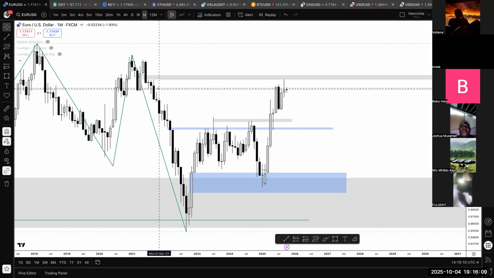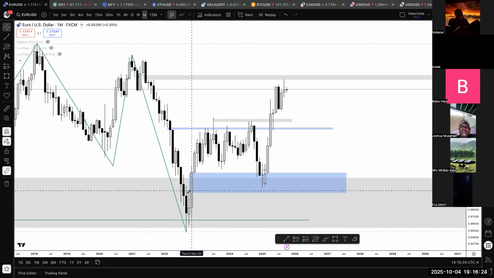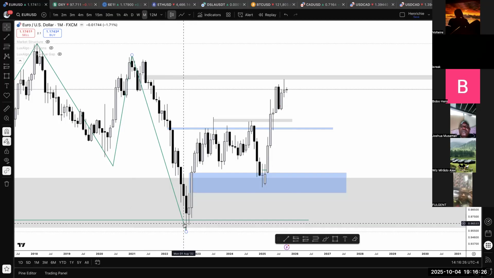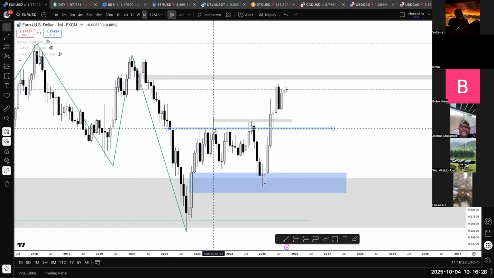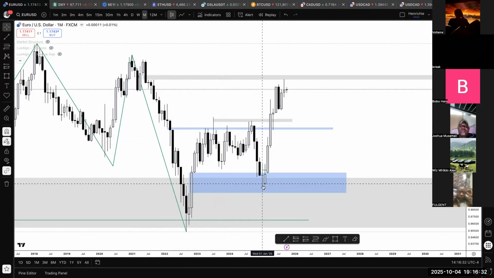Understand the market structure, mark out the inefficiencies, wait for price to mitigate them, wait for your time frame break of structure, take your trade, target another inefficiency. It is literally that simplified. Right there, the moment we mitigated the 12-month inefficiency, we went straight to a monthly inefficiency. After that, we went straight down to another monthly inefficiency.